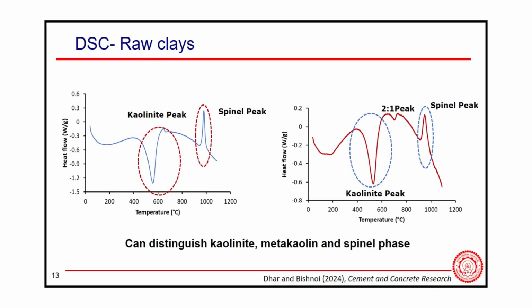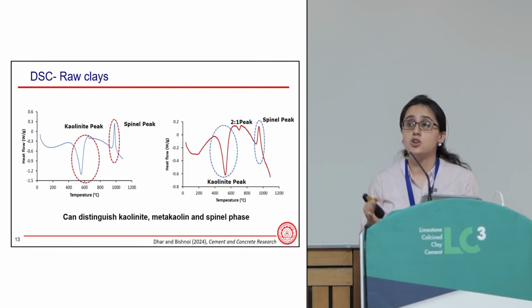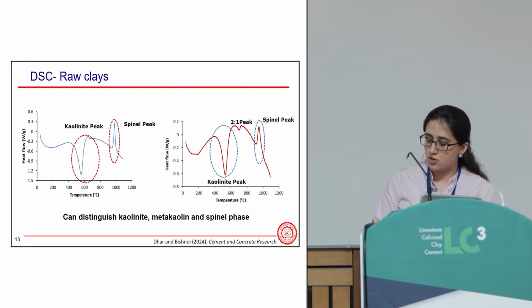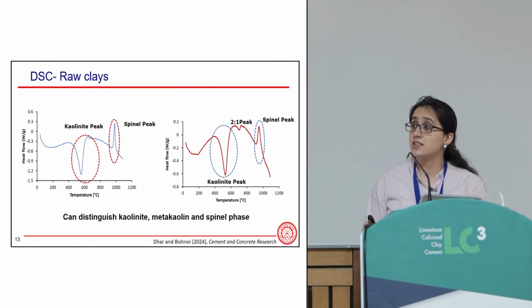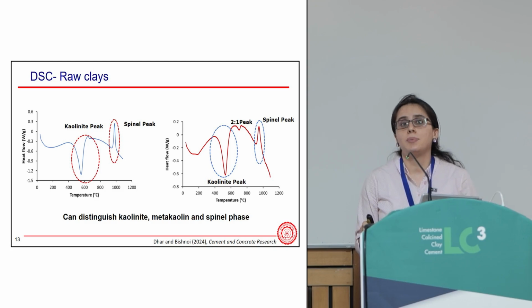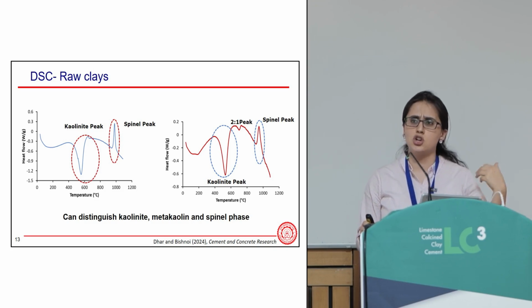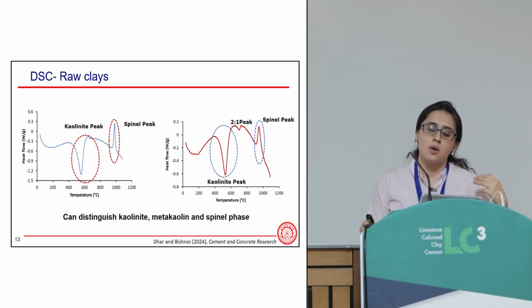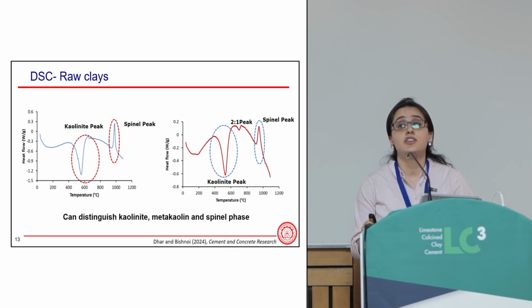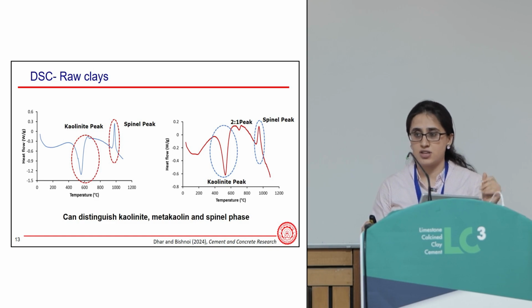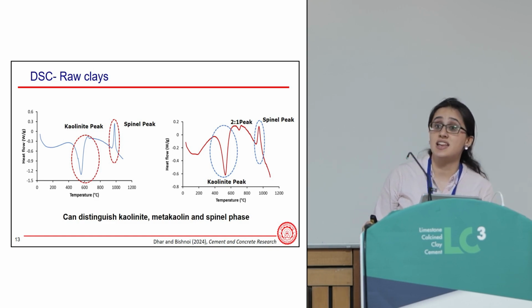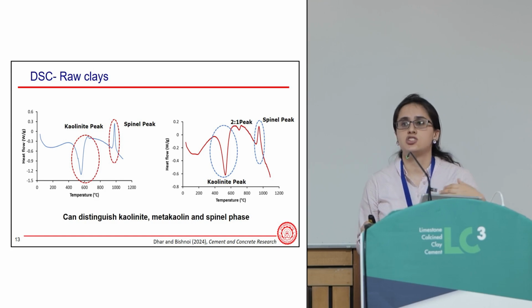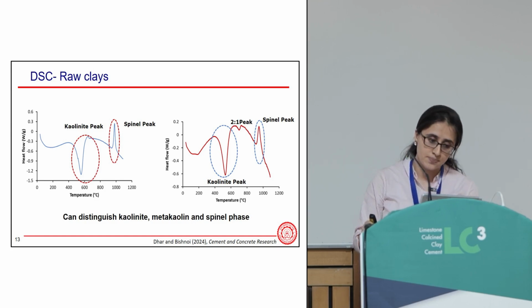Then comes the DSC technique, which we have identified in my PhD work as a very promising technique, and it can be used to identify not only undercalcination but also overcalcination. The typical DSC curve of a raw clay looks something like this. You can see on the left-hand side the endothermic peak. The main endothermic peak represents the transformation of kaolinite into metakaolin. The first exothermic peak that you see here represents the conversion of metakaolin into the spinel phase. The spinel is the first recrystallization product that is formed, and if we increase the temperature further, you will see mullite and cristobalite phases.